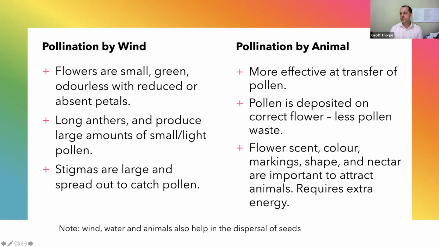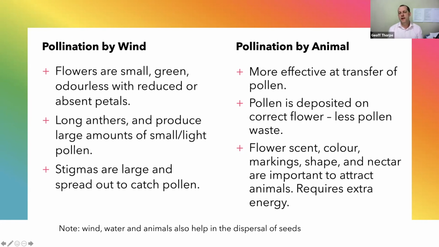Grasses, for example, often don't have big flowers, and have no petals even. They'll have long anthers. The idea is to have a long anther sticking the pollen out into the wind, so the wind can catch it and blow it away. They make lots of pollen, and it's light, so it can be carried by the wind. Stigmas are usually large and spread out because they're trying to catch the pollen that's blowing by.